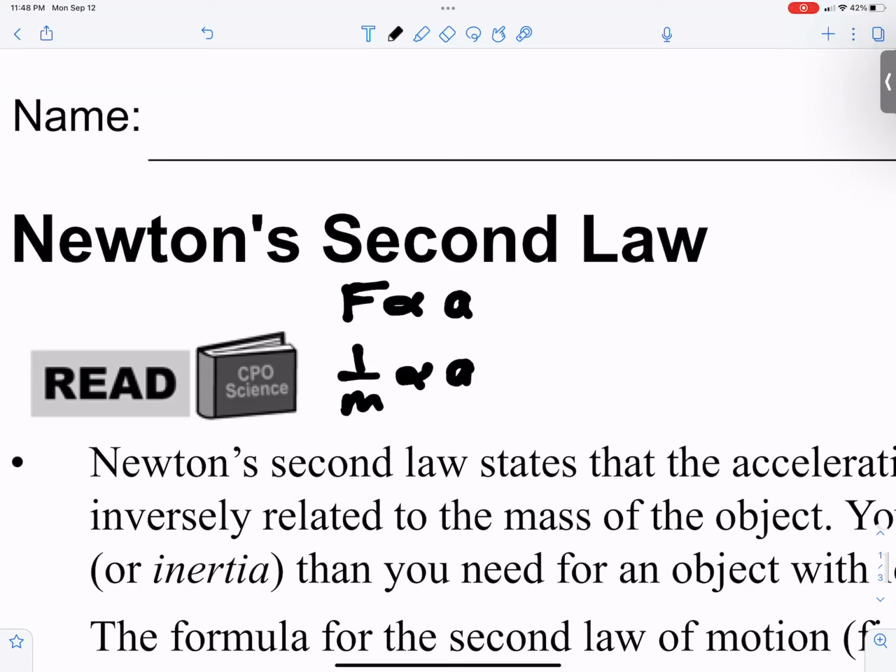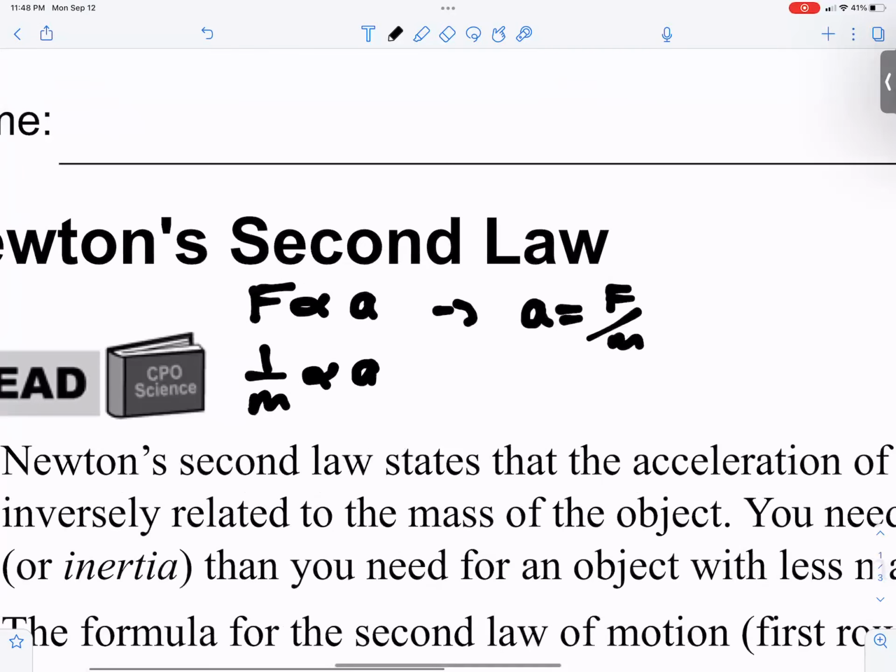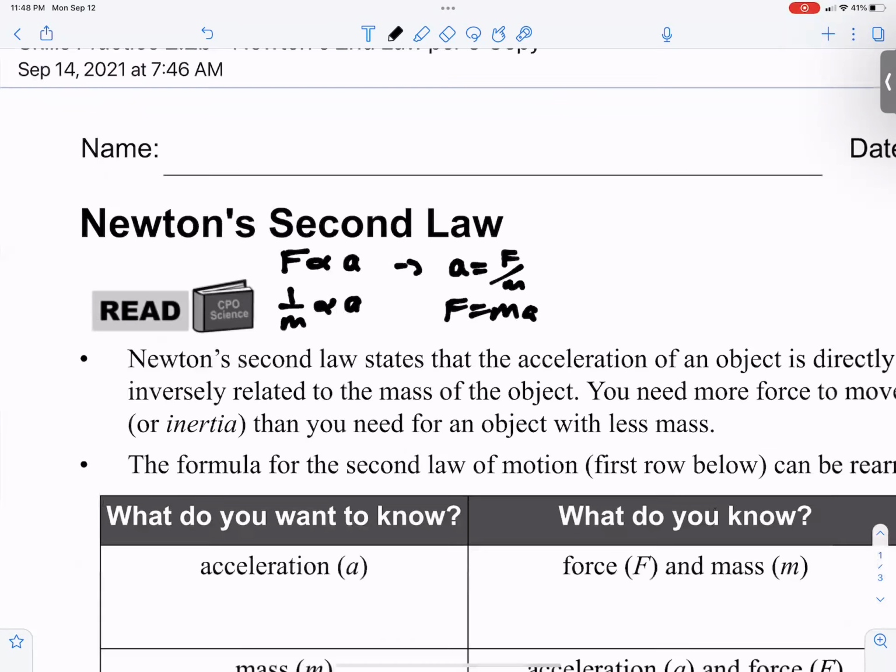Okay, now putting those together, we get acceleration equals F over m, which is usually written, multiplying both sides by m, as F equals mass times acceleration. So we're going to be working on this throughout this video.